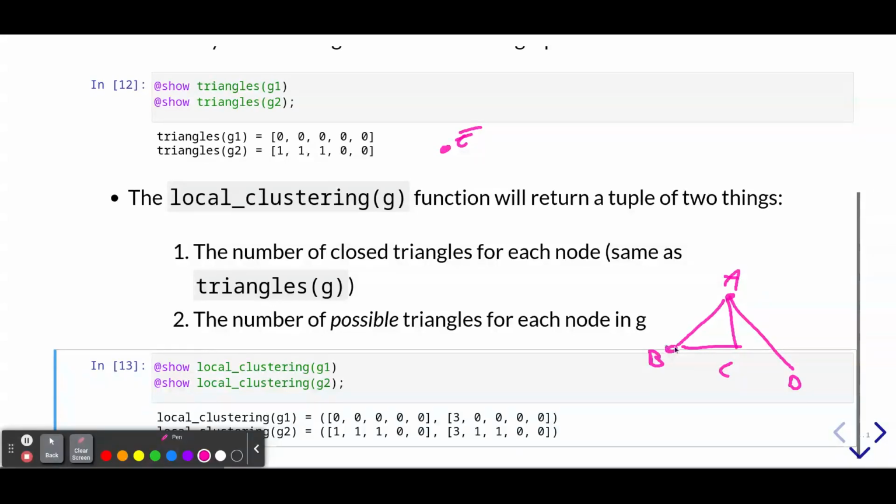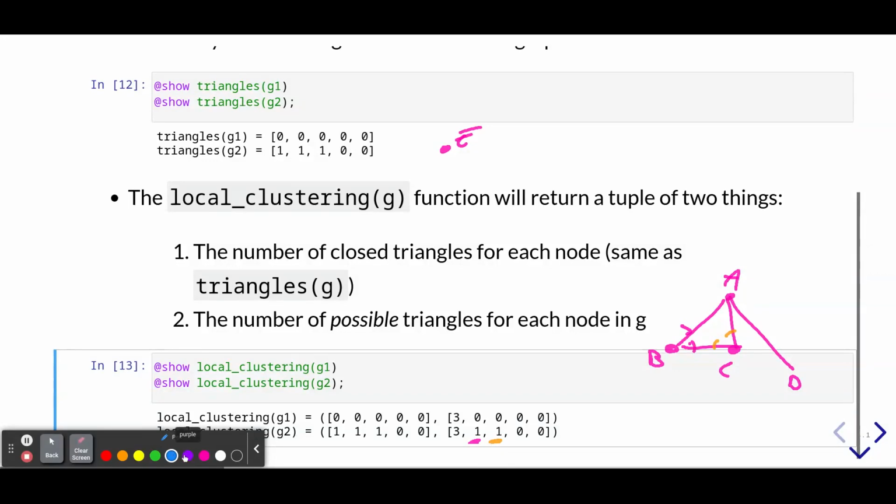If we look, the only triangle for which there are two edges from B is this triangle ABC. And so that's why we have a 1 right here. Same thing with C. If we try to look at which possible triangles there are where there are two edges coming out of C, there's only this one with ABC, so we get a 1 there.